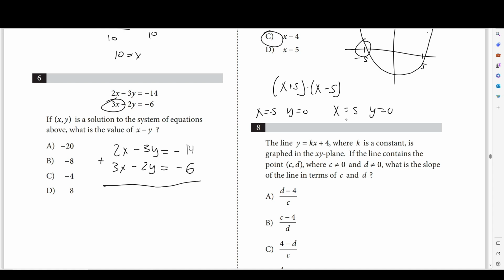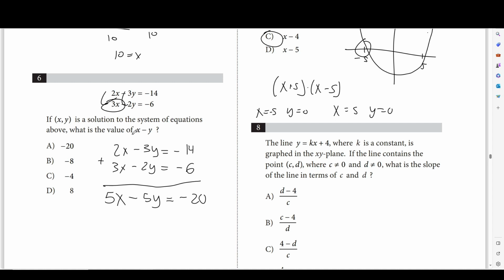And that shortcut is if I add these two equations together, 2x plus 3x is 5x, and -3y plus -2y is -5y, and -14 plus -6 is -20. I'm left with 5x minus 5y is equal to 20. The important thing is I saw that if I added these two x values and these two y values, I get 5 as my coefficient.